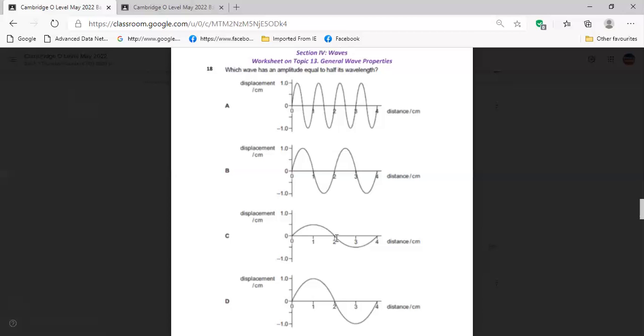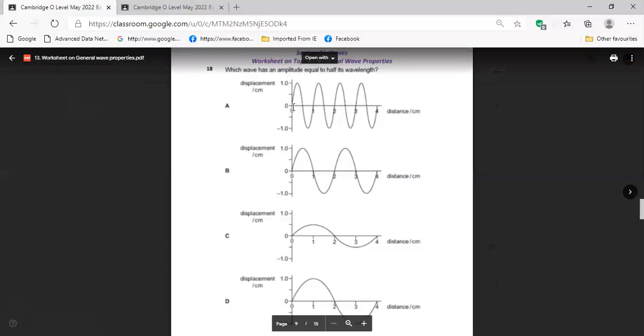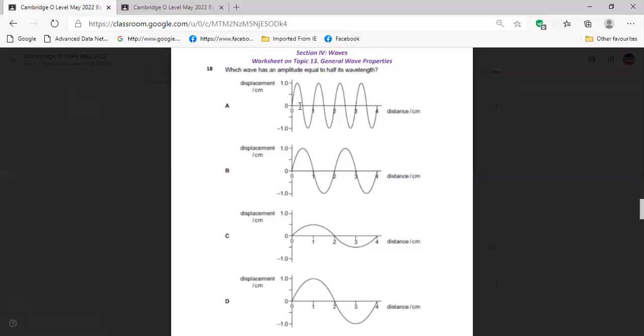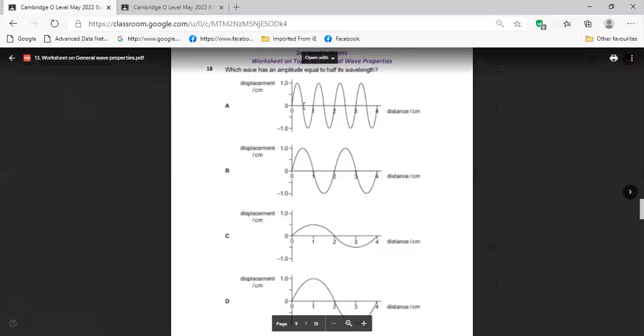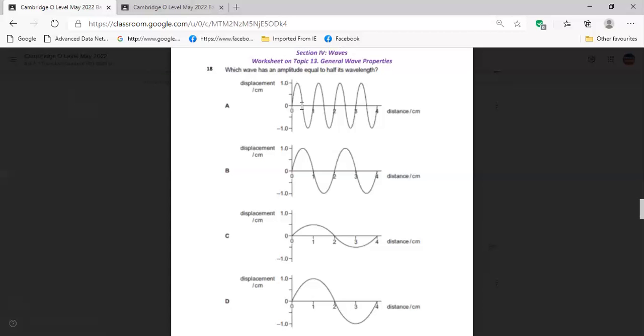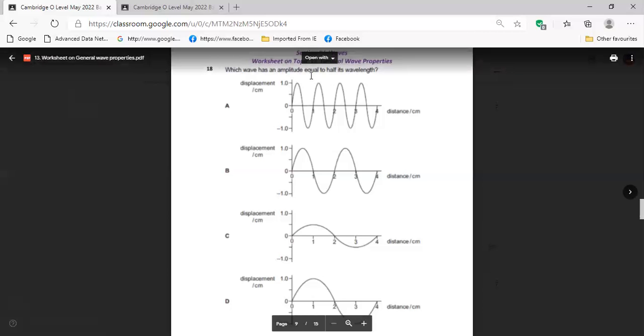How do we have the displacement? You see, the amplitude we have is 1, right? And half of its wavelength is 0.5, because the complete wave is 1, then half of the wavelength will be 0.5, isn't it? If the question was that the amplitude and the wavelength are equal, then it could be. But they are asking for the amplitude equal to half of its wavelength.